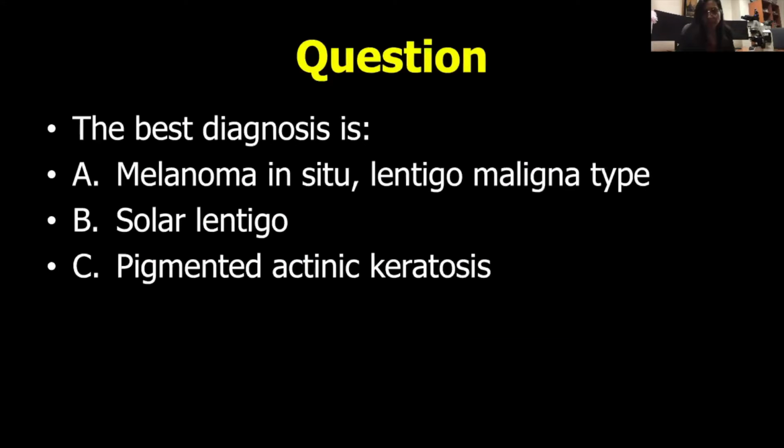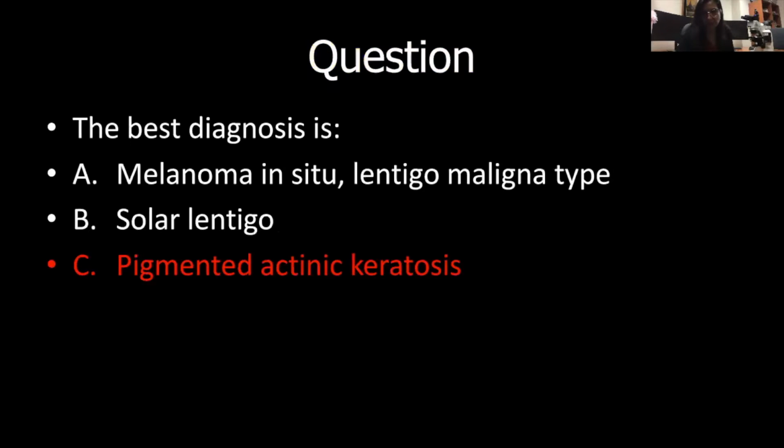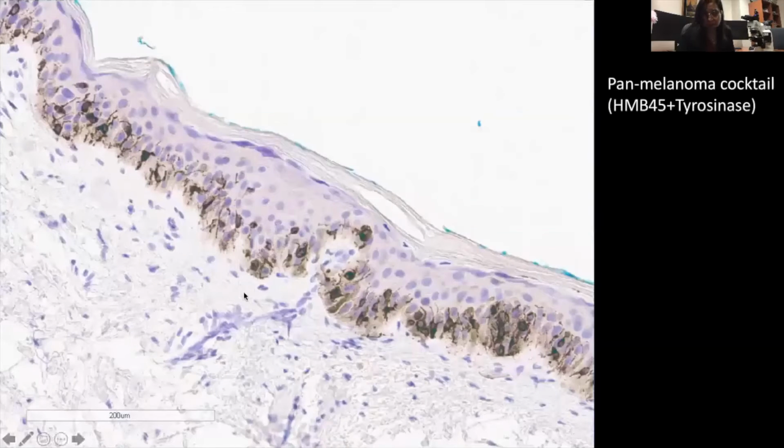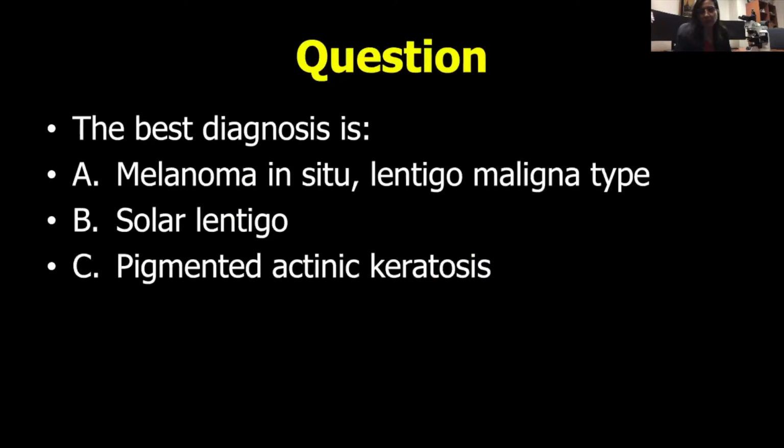So the differential, of course, includes melanoma in situ or just a solar lentigo or pigmented keratinocyte, a pigmented actinic keratosis. Because if you go back, of these cells, only the nicely staining ones are the real melanocytes. In between, these are just dendritic cells. So it's not really confluence, and that does not meet the criteria for melanoma in situ.